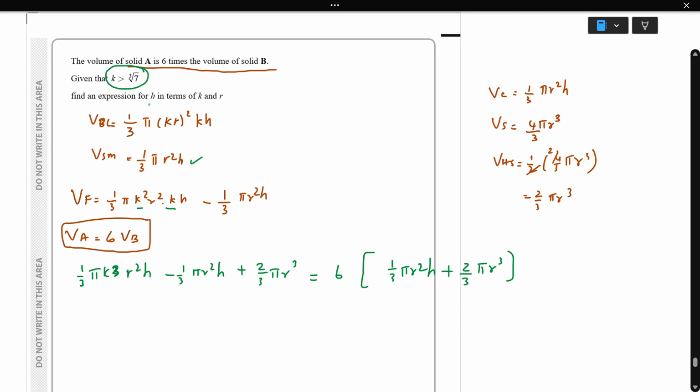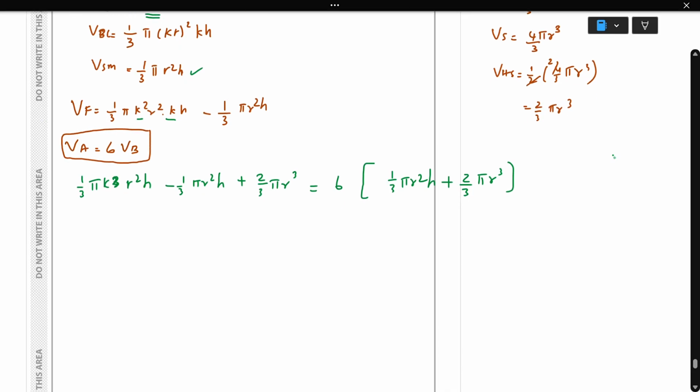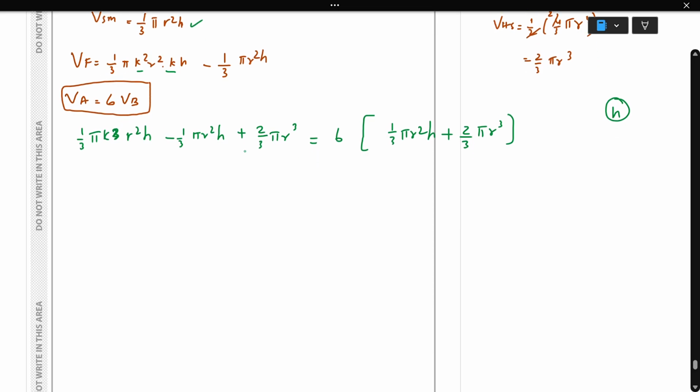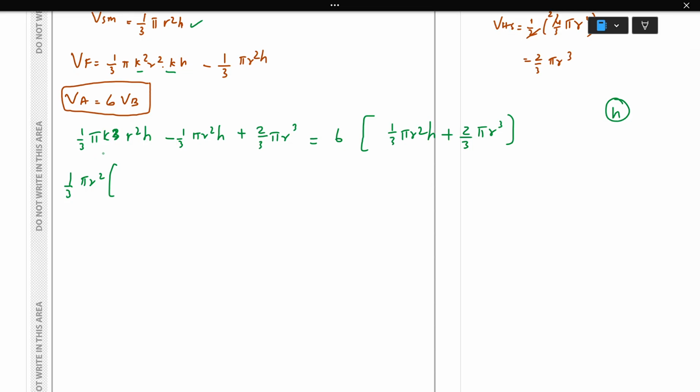Now here we need to find h in terms of k, and we have to make h the subject. On the entire left side, I can see 1 by 3 pi r square is common. So I'll bring out 1 by 3 pi r square. What will be left? First one, pi r square, so k cube h is left, minus here 1 by 3 pi r square, so only h is left. Here 1 by 3 pi r square, so plus 2r is left here.